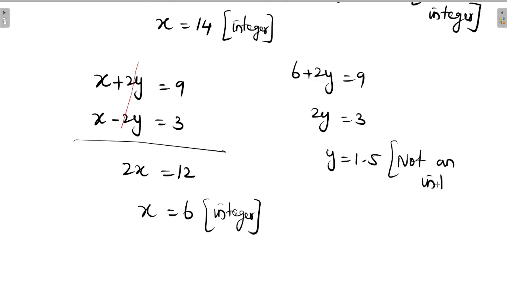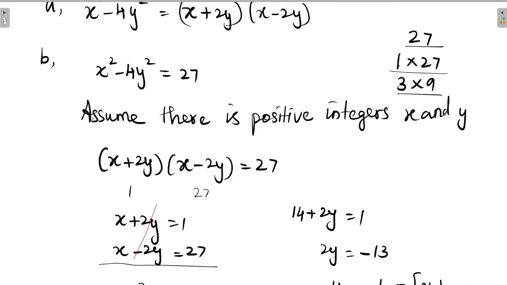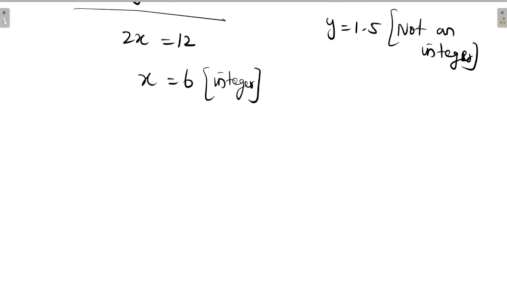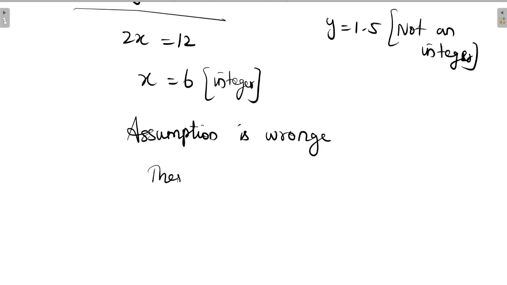Not an integer. So what we assumed, there is positive integer x and y, but our assumption is wrong. There is no positive integer x and y.